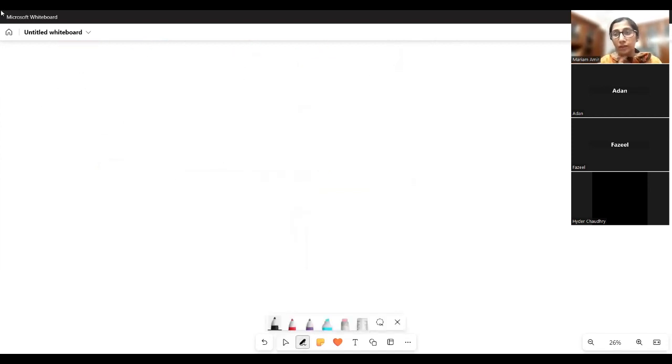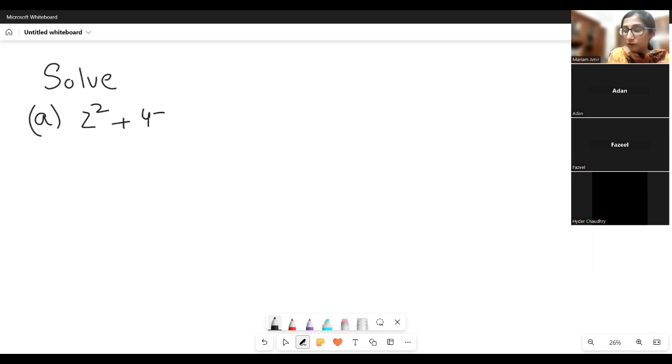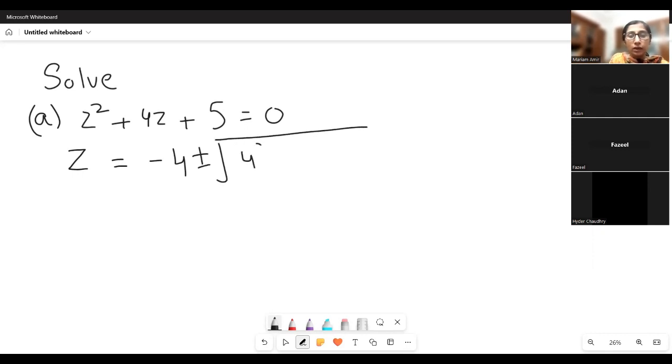Now we're solving quadratic equations. Solve the following equations. First one is z square plus 4z plus 5 is equal to 0. You can check, but factorization will not work in this question and you will have to resort to using the quadratic formula, which is z equals minus b plus minus square root of b square minus 4ac divided by 2a.